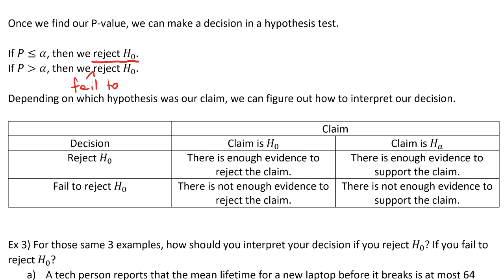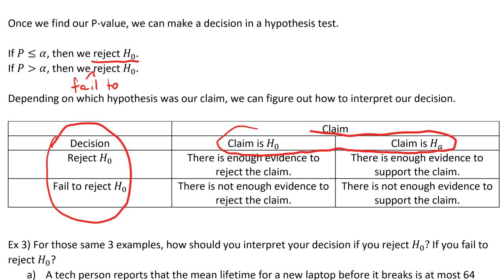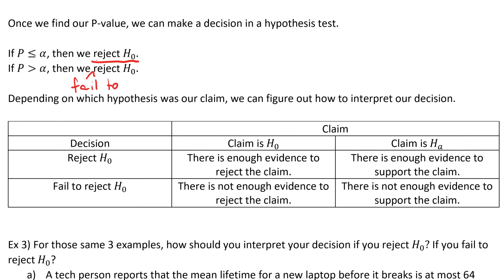So, here is how we interpret what our final decision is. Depending on whether we reject or fail to reject the null hypothesis, and depending on what our claim was, whether our claim was the null hypothesis or the alternative hypothesis, then we just match these up to see what we do with the claim.